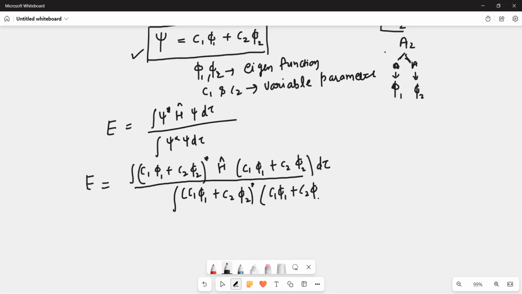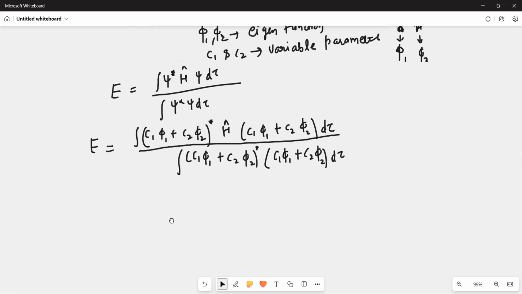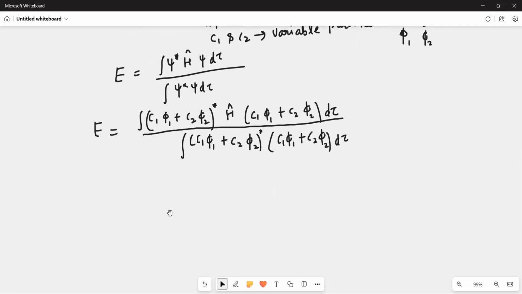Is this step clear, students? I have just substituted the expression. Now what will be our next step? In the next step, we will solve these integrals. We will solve the brackets.